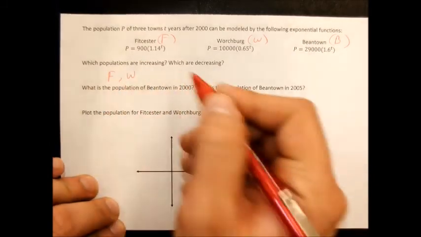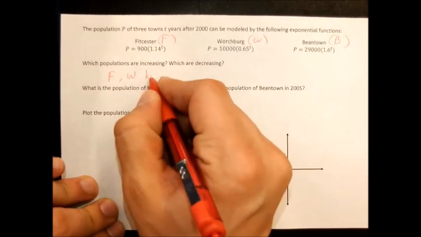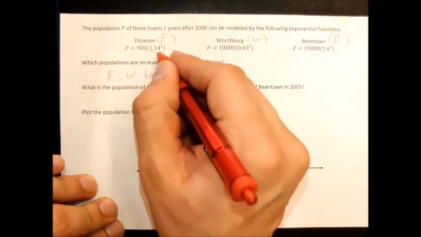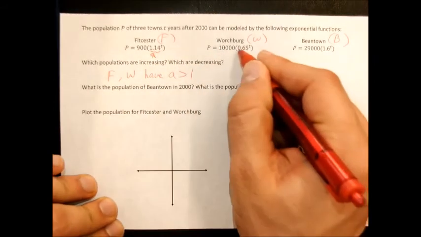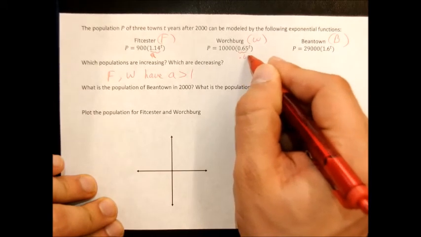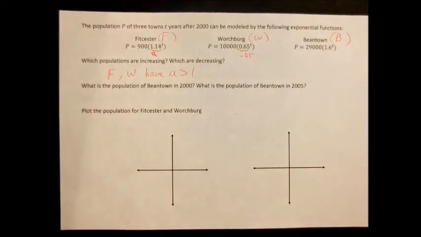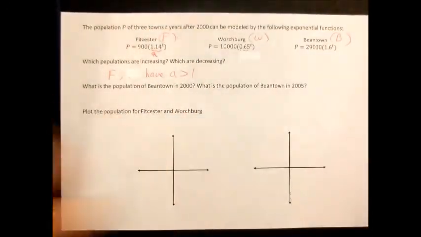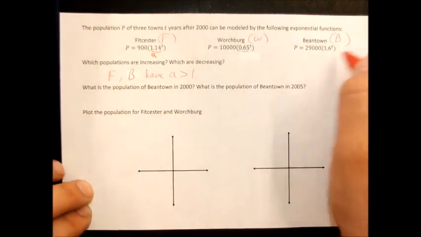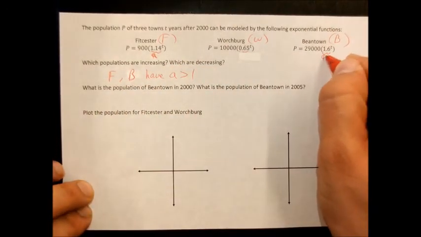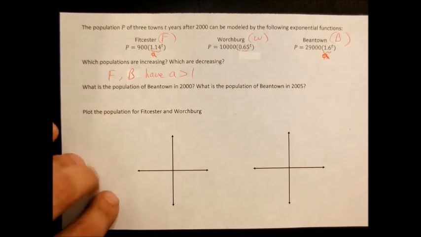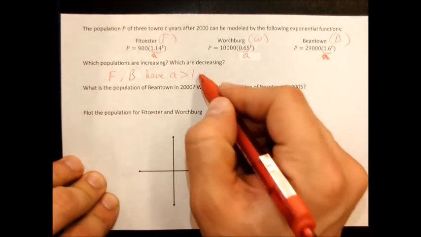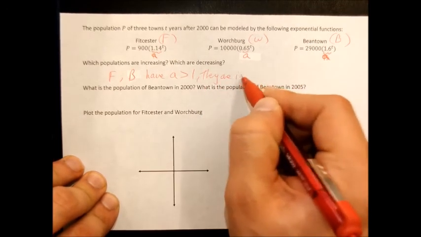Pfister and Wartburg have A bigger than 1, right? This one's got an A of 1.14, and this one's got an A of 0.65. I'm sorry, not Wartburg. Got ahead of myself. Beantown. So F and B have A bigger than 1. And this one's also the A. And so since those have an A bigger than 1, they are increasing.